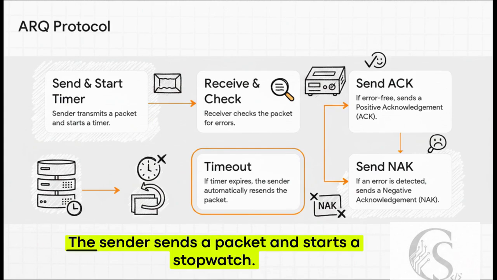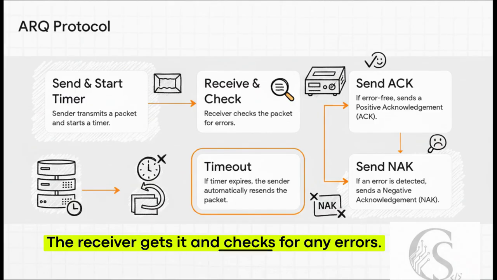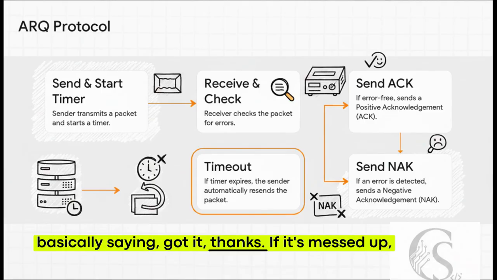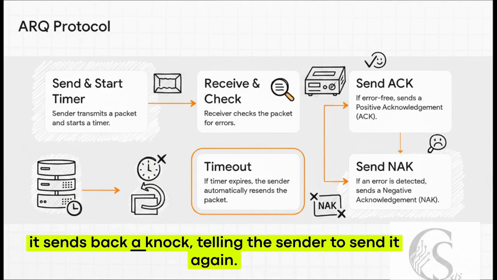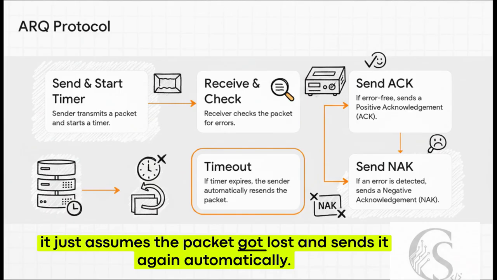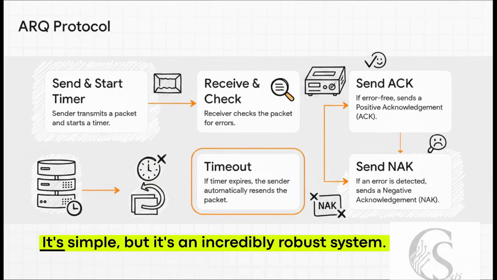Here's how it works. The sender sends a packet and starts a stopwatch. The receiver gets it and checks for any errors. If it's perfect, it sends back a little ACK for acknowledgement, basically saying, "Got it, thanks." If it's messed up, it sends back a NAK, telling the sender to send it again. And if the sender's stopwatch runs out with no reply, it just assumes the packet got lost and sends it again automatically. It's simple, but it's an incredibly robust system.